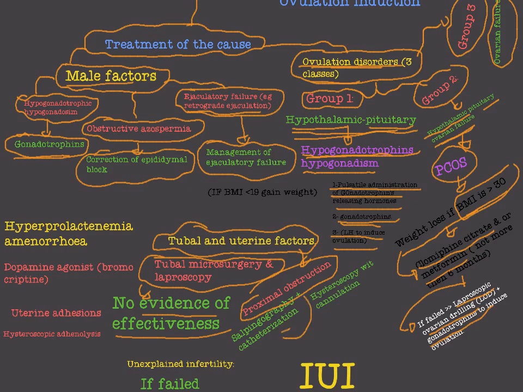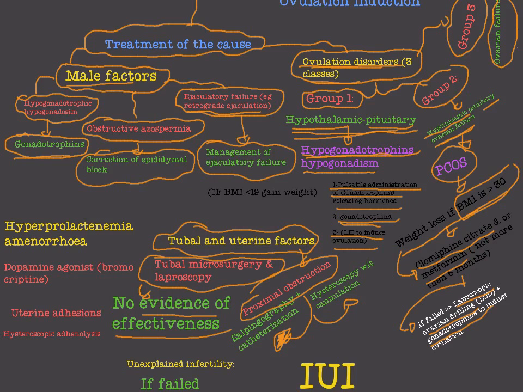We can do salpingography with catheterization, or hysteroscopy with cannulation. These are two maneuvers to solve the proximal tubal obstruction.